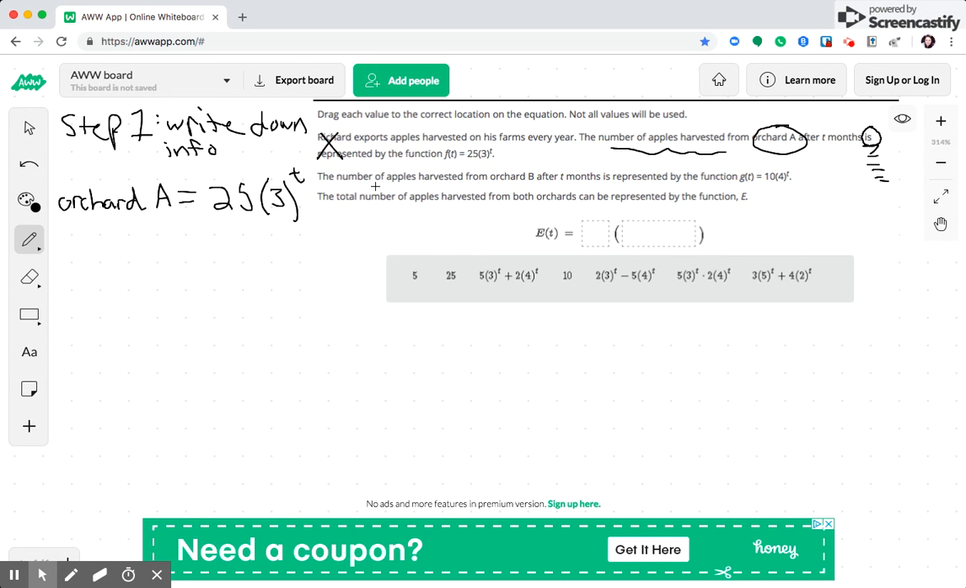Good. Let's move on to the next sentence. The number of apples harvested from orchard B after t months is represented by the function. So again, this magic word is, so orchard B equals this function. Okay, so I'm going to write that. Orchard B equals 10 times 4 to the t power.